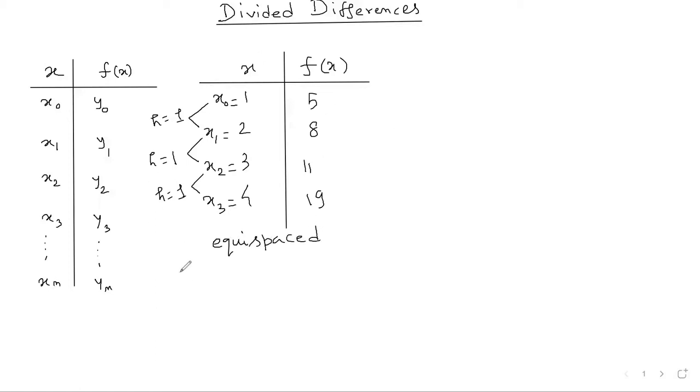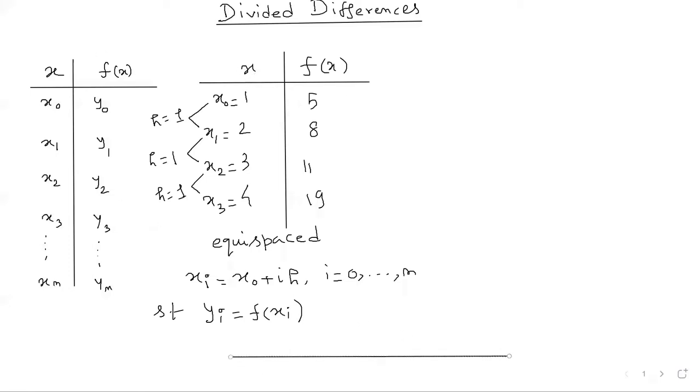So we can represent this kind of data set as xi equal to x0 plus ih for i equal to 0 to n, such that yi is equal to f(xi). That means the arguments are equally spaced.